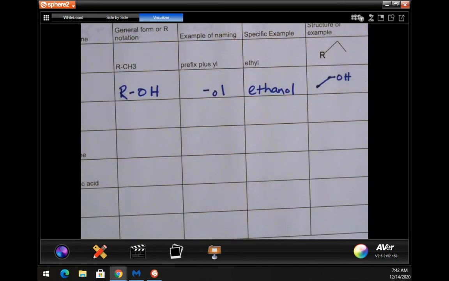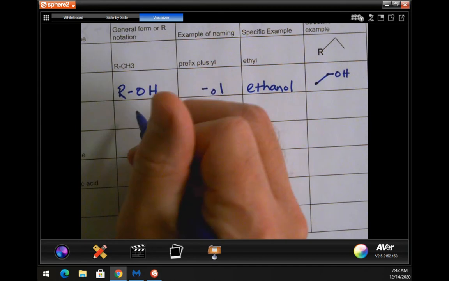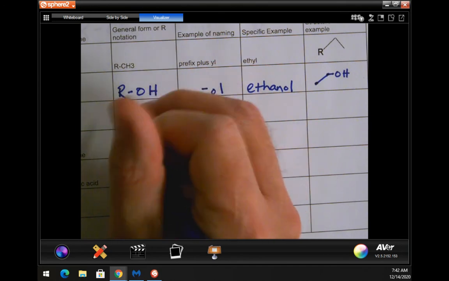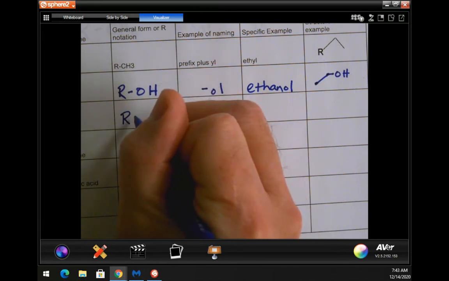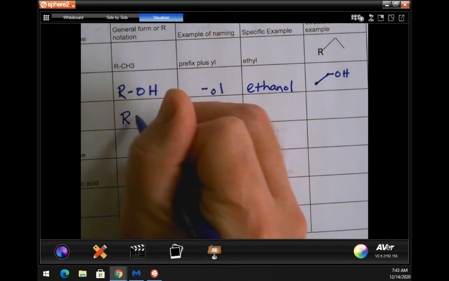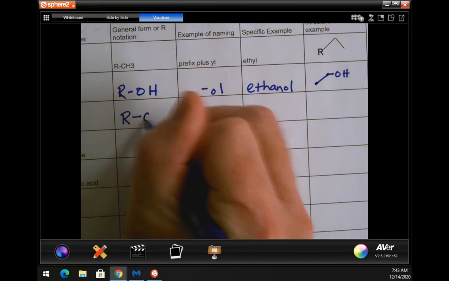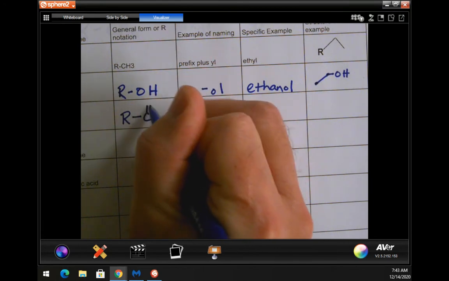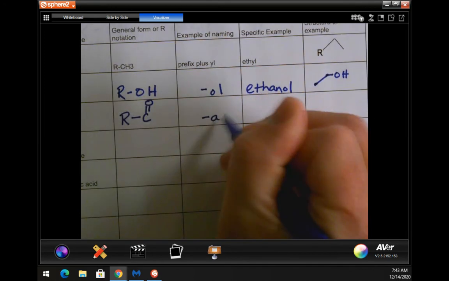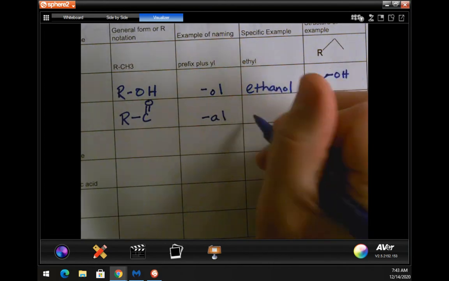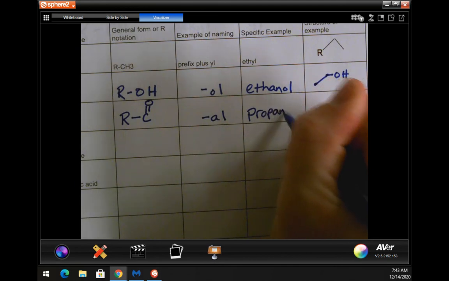Okay, so then we have the aldehydes. Usually you put the R, and they'll do it a couple different ways, but usually it's like this. And it ends with AL. So like propanal.